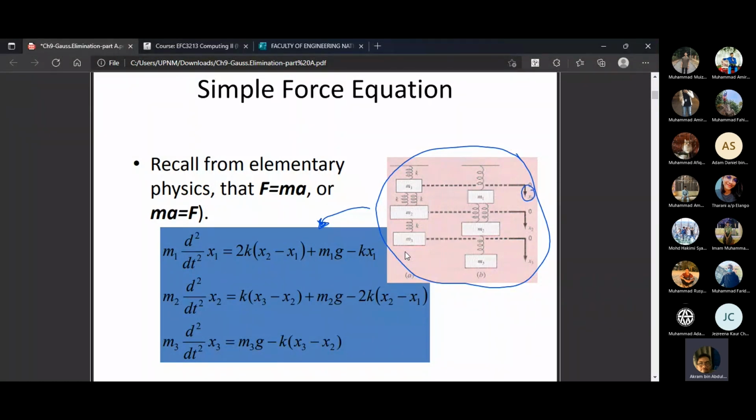If we differentiate two times, we'll get acceleration. So we can get M1 times the second derivative of x1 is equal to 2k times (x2 minus x1) plus M1g minus kx1. Same goes for M2 and M3.